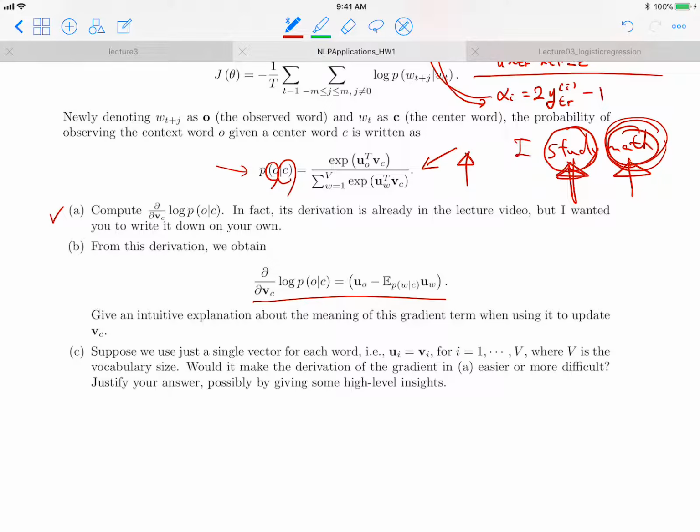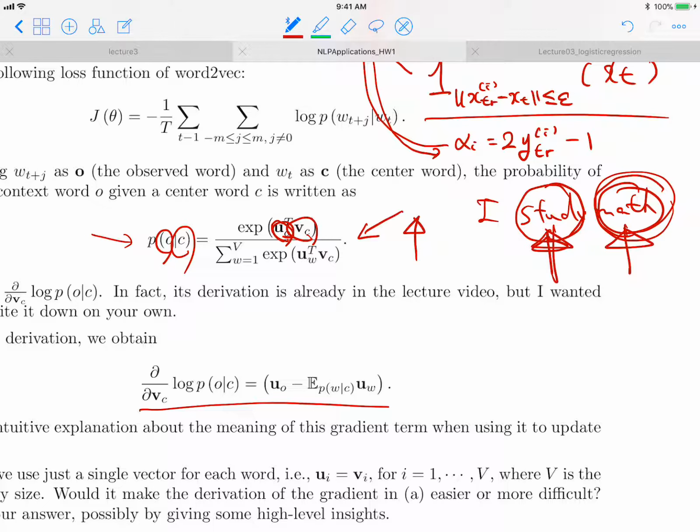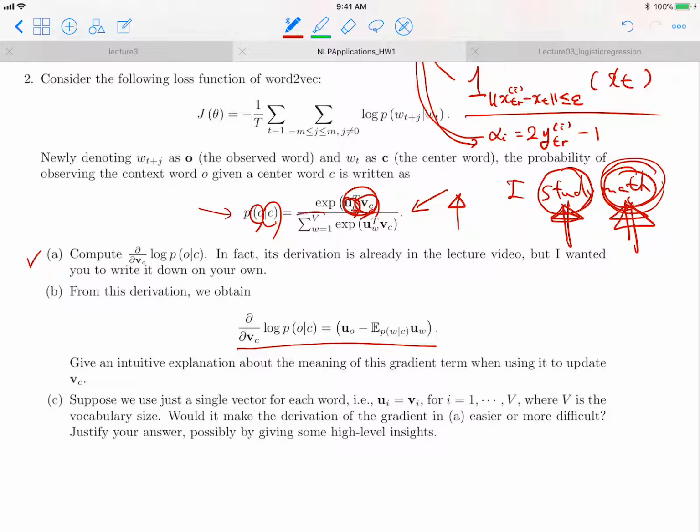As a center word, we pick up the center word vector, and this UO is the context vector for the observed word. We compute the inner product as their similarity value, and we compute such an inner product for all the context words in our vocabulary. Then we compute this relative probability and try to maximize it. That is the main intuition for this objective function.